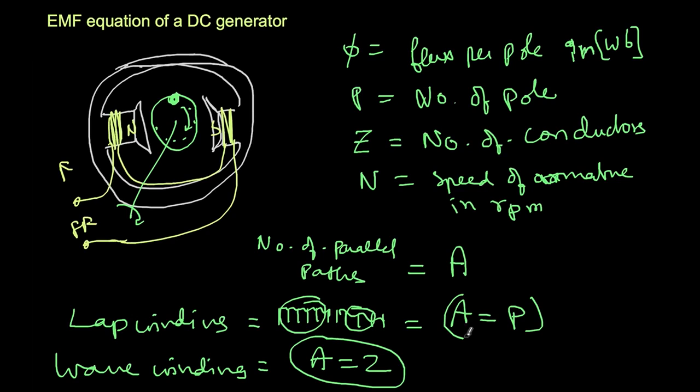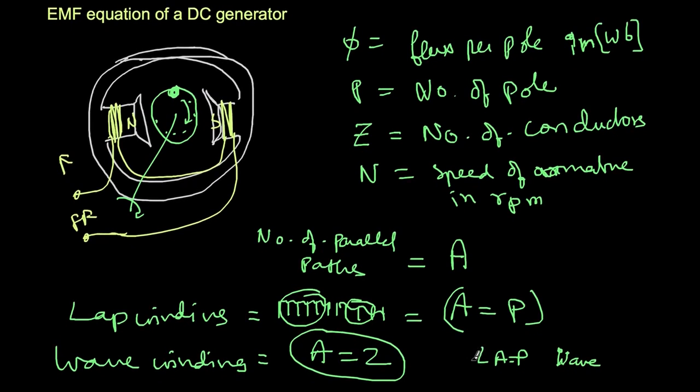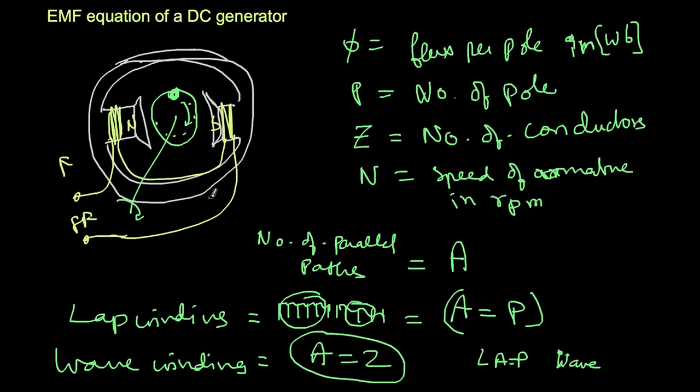How to remember it: look at the word LAP, lap winding. You see A and P are there, so you can just remember A equals P, that is, parallel paths equal the number of poles. Similarly, when you look at the word wave winding, the wave has 2 sharp edges at the top, so that will tell you A equals 2. Okay, so let's go back to deriving the EMF equation.